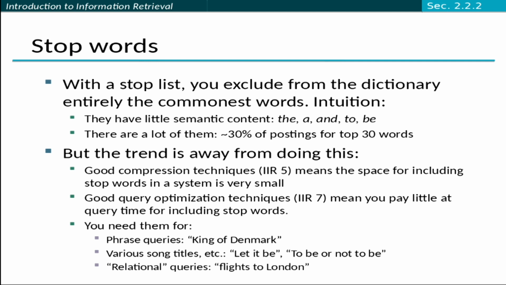And at the same time, in some cases, stop words are needed. The King of Denmark, or Let It Be, or To Be or Not to Be: actually, if you remove the stop words, it's extremely difficult to get good results for such kinds of queries. Or even more importantly, if we want a relational query, okay, "to" can be considered a stop word, but clearly with "flights to London," if you remove the "to," it's extremely difficult to understand what we are looking for, right?